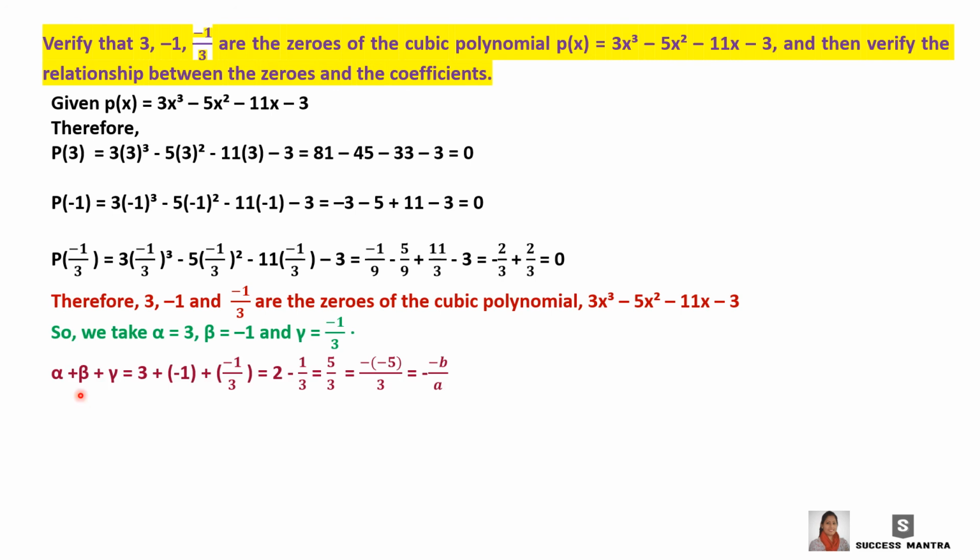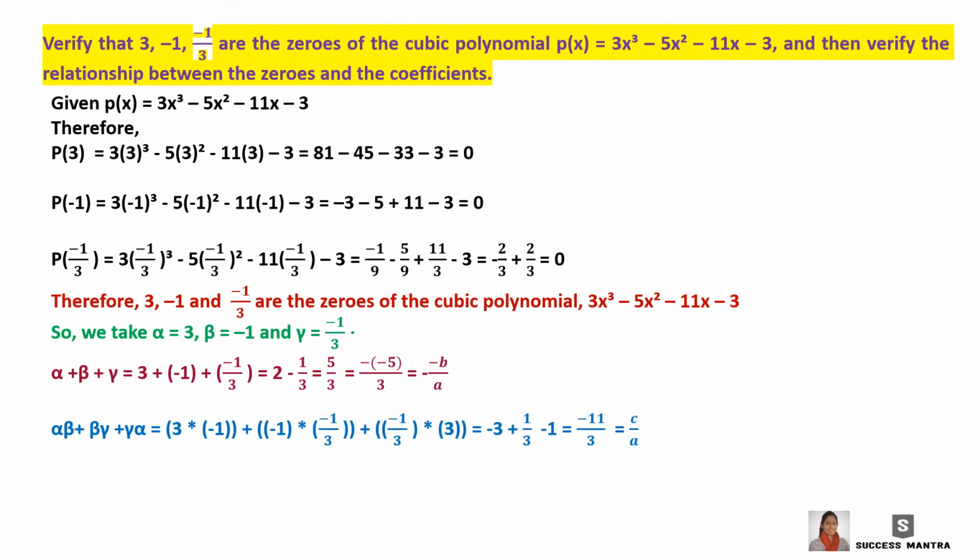First relation is alpha plus beta plus gamma, that is 3 plus minus 1 plus minus 1 by 3, is equal to 5 by 3. That is equal to minus of minus 5 by 3, that is equal to minus b by a. Just to double check it. Now we will do alpha beta plus beta gamma plus gamma alpha. We will get the value as minus 11 by 3. We can verify it. Minus 11 by 3. Is it correct or not? Minus 11 divided by 3. That is the c by a relationship.